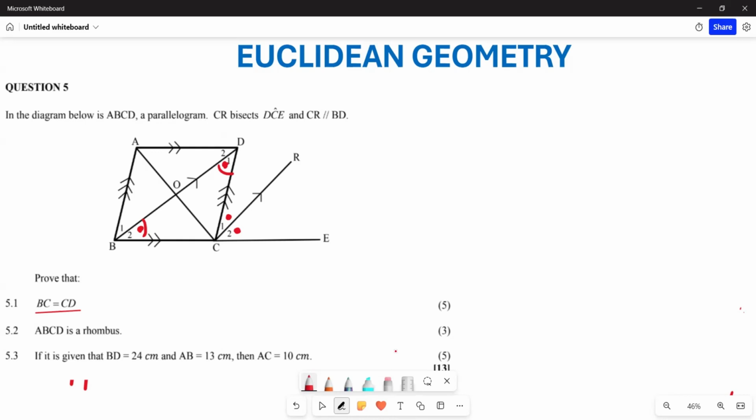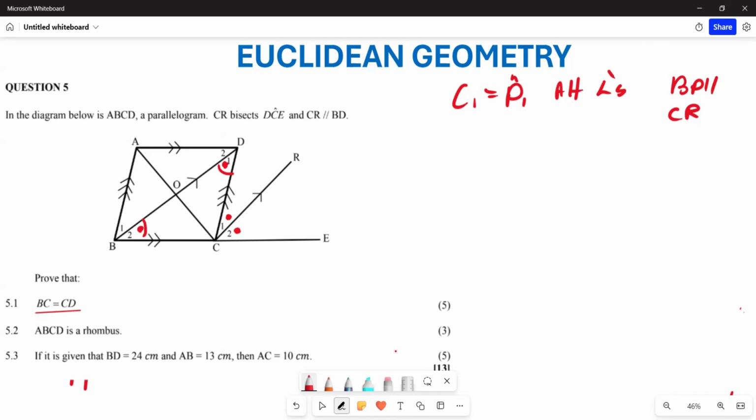Now, how can we go about proving that? I want us to start here. We can start by saying, look, can you see that angle C1 is close to angle D1? And what is the reason here? This is going to be your alternating angles. Why are these angles alternating? Because your BD is parallel to what? It's parallel to our CE altogether. So that's the first reason.